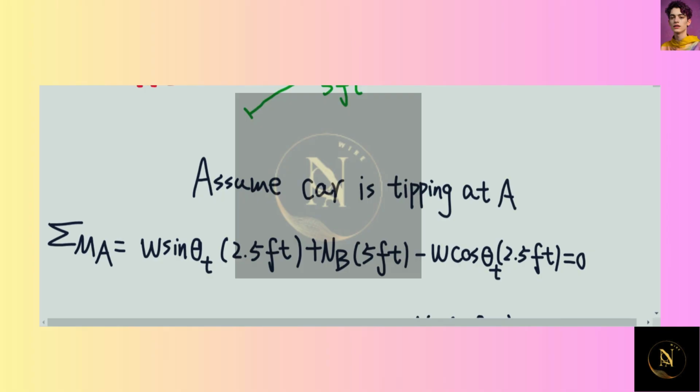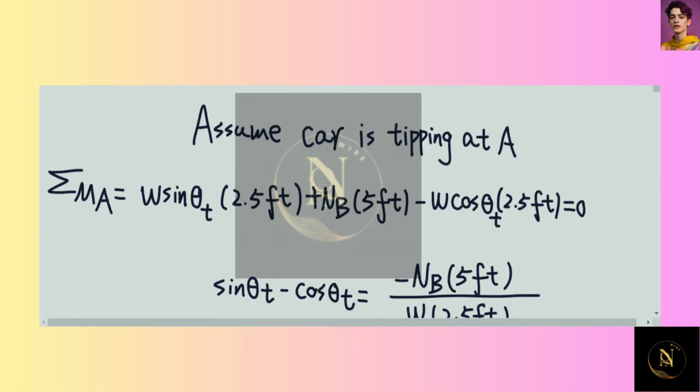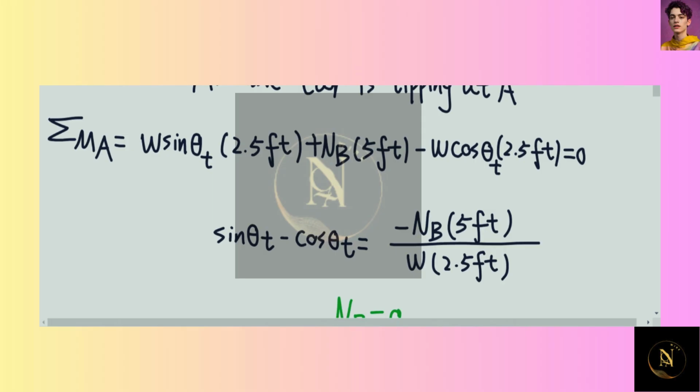W here is the gravity of the car. Theta T here is the tipping angle we're looking to determine, and NB here is the normal force at point B. If we do some arrangement here, we have sine theta T minus cosine theta T is equal to negative NB times 5 feet over W times 2.5 feet.